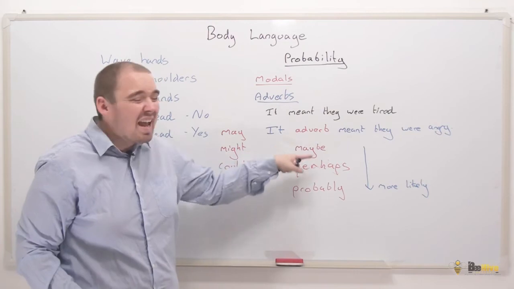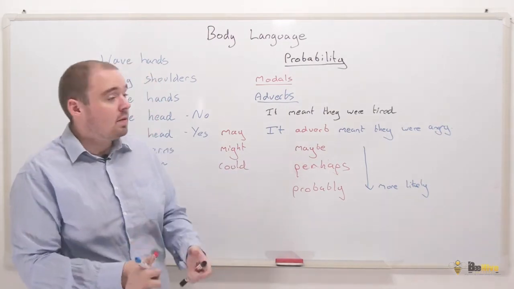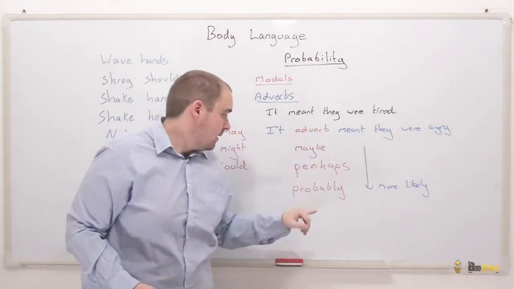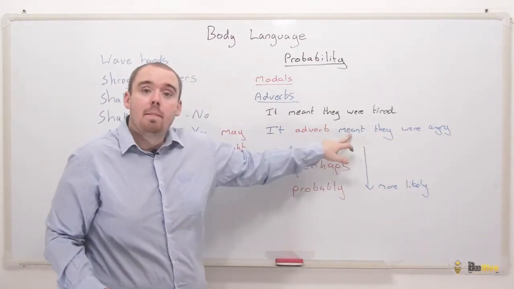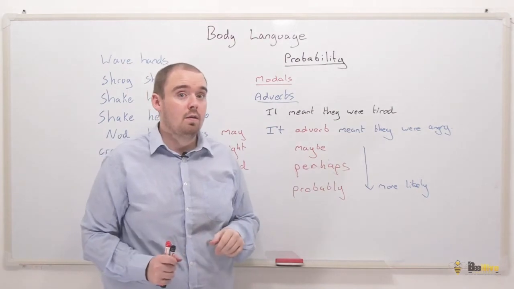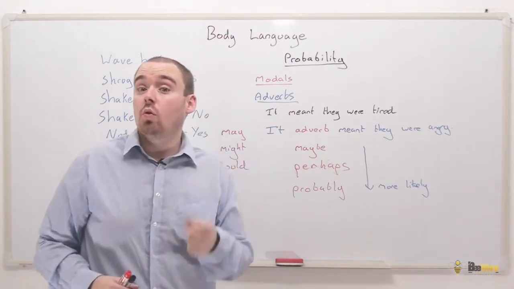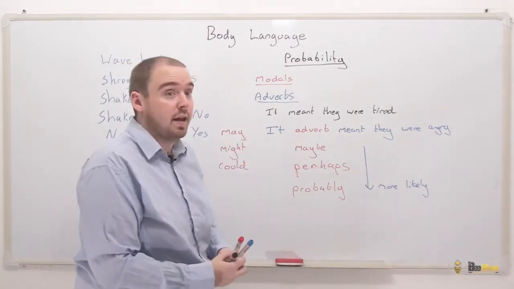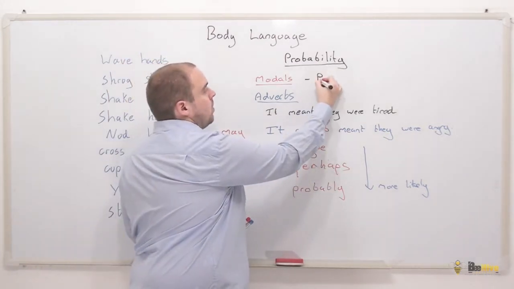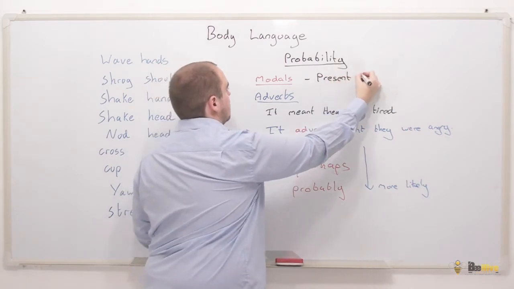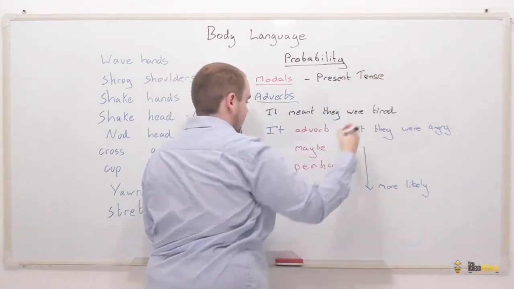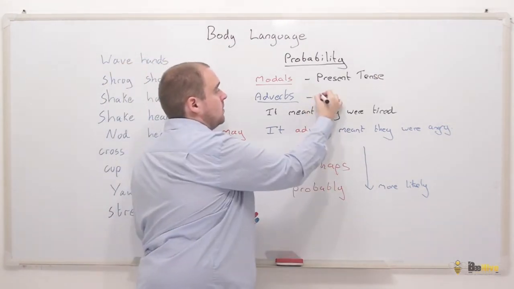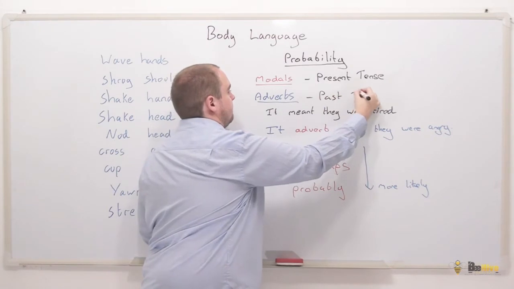Okay? But we can say any. It maybe meant they were angry. It perhaps meant they were angry. And it probably meant they were angry. Okay? So what we have to make sure we do is that when we use the present tense, we use modals. But when we use the past tense, we use adverbs.